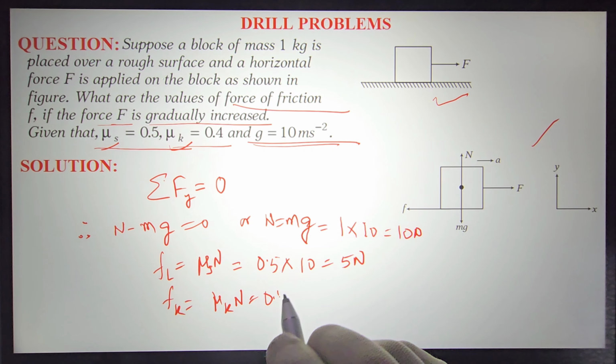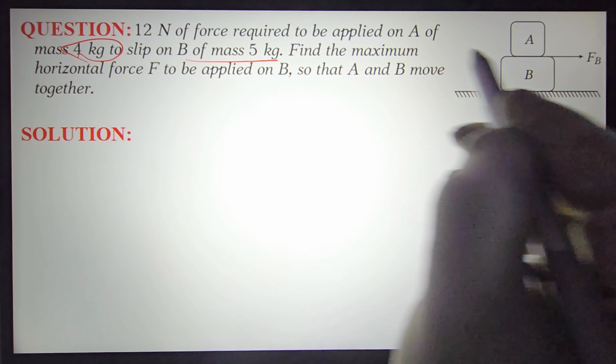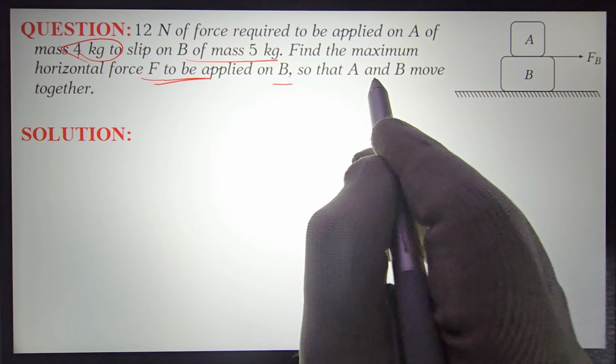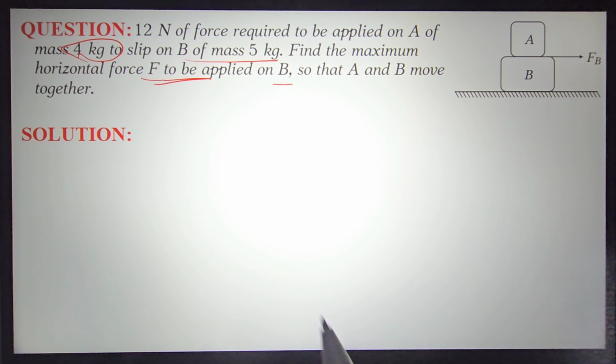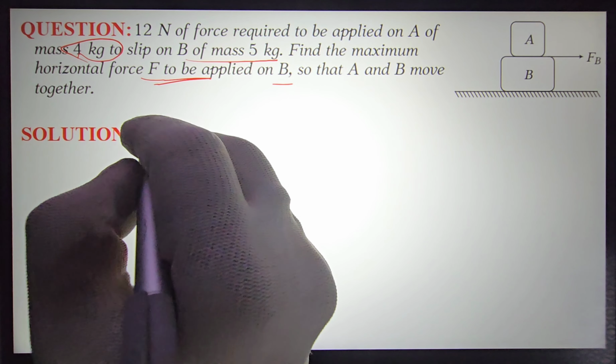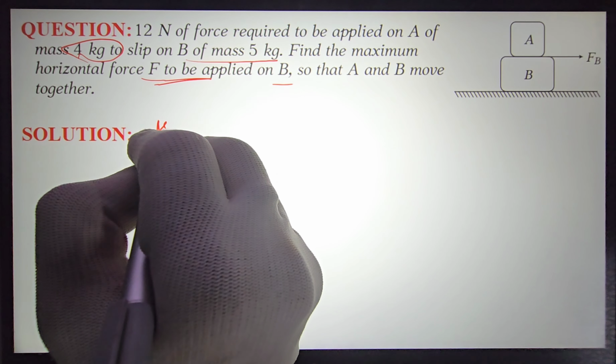Now next question is, 12 Newton of force is required to be applied on a mass 4 kg to slip on B of mass 5 kg. OK, there are two masses A and B. Find the maximum horizontal force F to be applied on B so that A and B move together. Now see how to solve this problem. Basically, in order to solve this problem, let us assume mu is the friction coefficient between A and B.